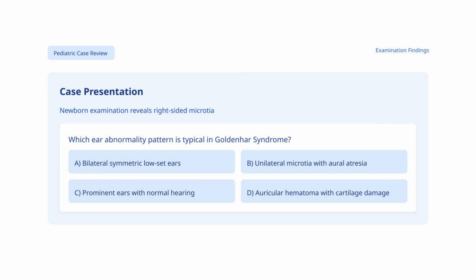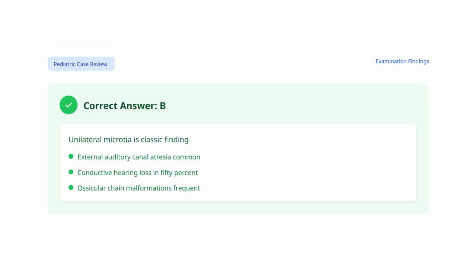During newborn examination, right-sided microtia is identified. The question asks, which ear abnormality pattern is typical in Goldenhar syndrome? Option A, bilateral symmetric low-set ears. Option B, unilateral microtia with oral atresia. Option C, prominent ears with normal hearing. Option D, auricular hematoma with cartilage damage. The correct answer is B.